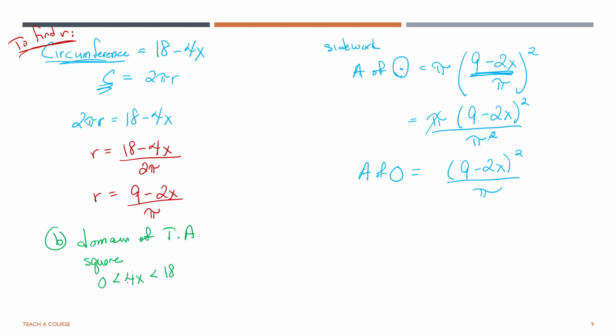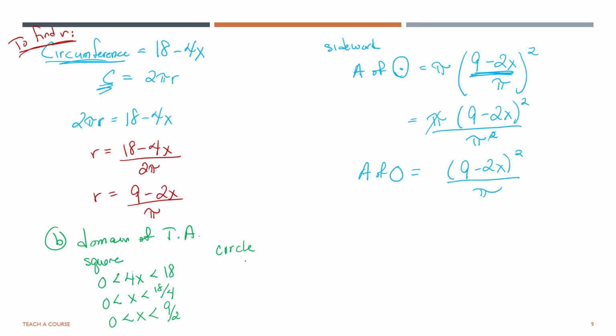So, if I divide everything by 4, this is still 0 less than x less than 18 over 4, right? Which means x has to be greater than 0 and less than 9 over 2. Do you agree? Now, let me prove it to you. Let me use the information for the circle.